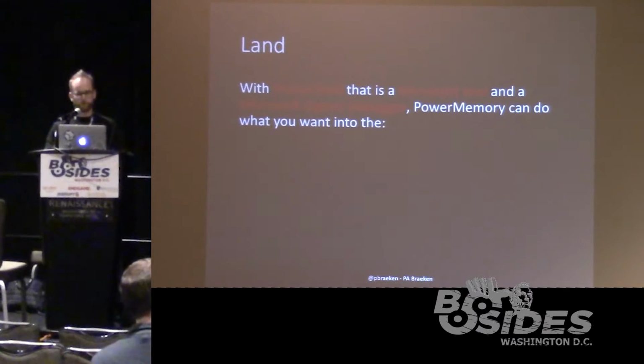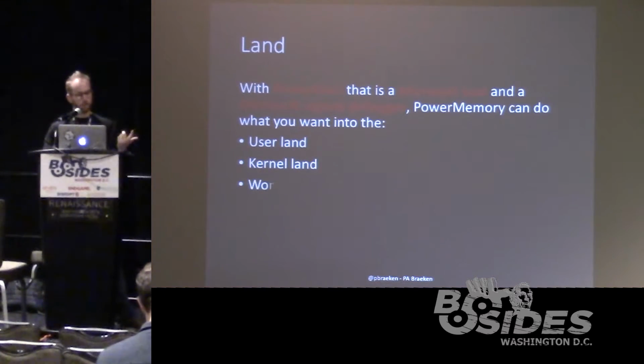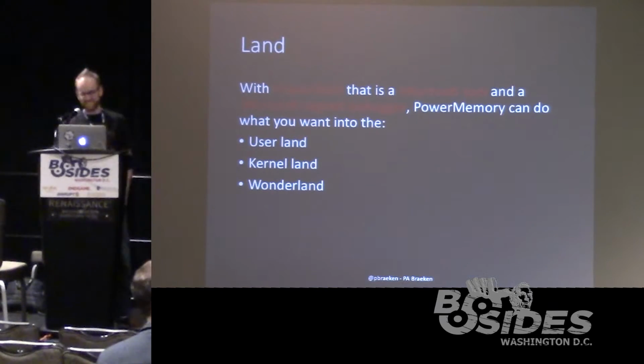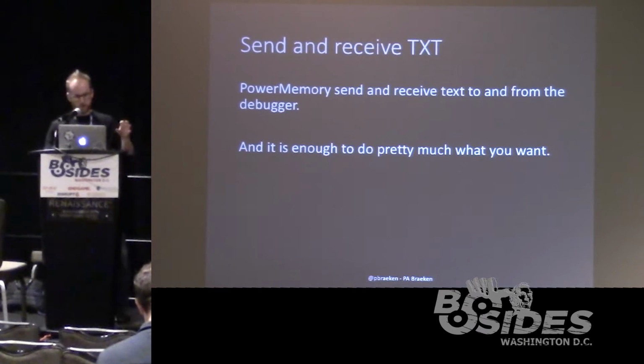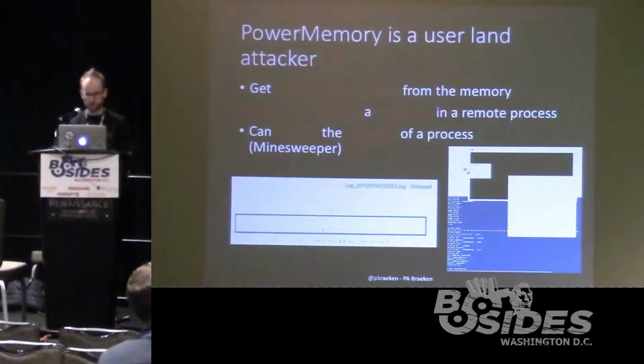So with PowerShell and a Microsoft tool, which is a signed debugger, PowerMemory can do what you want in the user land, the kernel-land, and Wonderland. If you know the Cheshire cat in Alice in Wonderland, it's for that. So basically what I do with PowerShell, the tool and the debugger, is sending and receiving text bytes. That's all. I don't use API. I let the debugger do it for me. So all the calls to the operating system will be done by this debugger. And with that, you can do everything you want on the operating system.